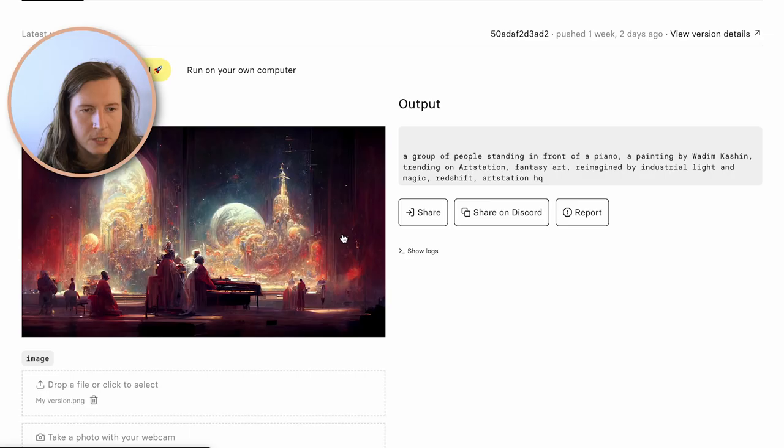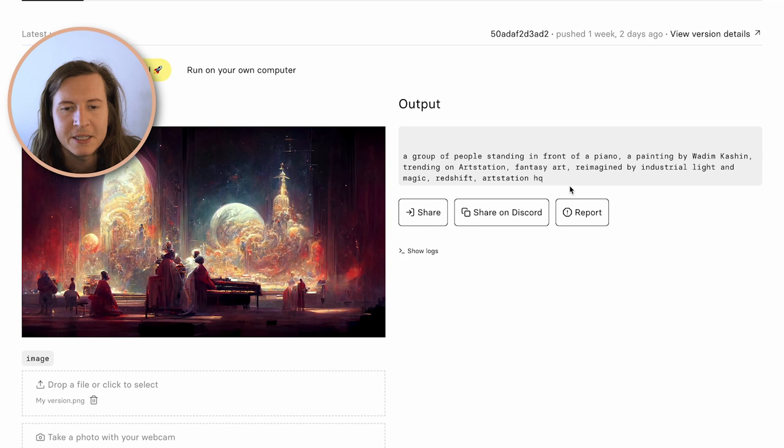So I've also tried inputting an image I created in Midjourney for which the prompt was classical space opera. And it outputted these keywords, a group of people standing in front of a piano, a painting by Vadim Kashin, and so on. So you can see it has identified some of the key elements, but it has missed out perhaps the cosmic context here.